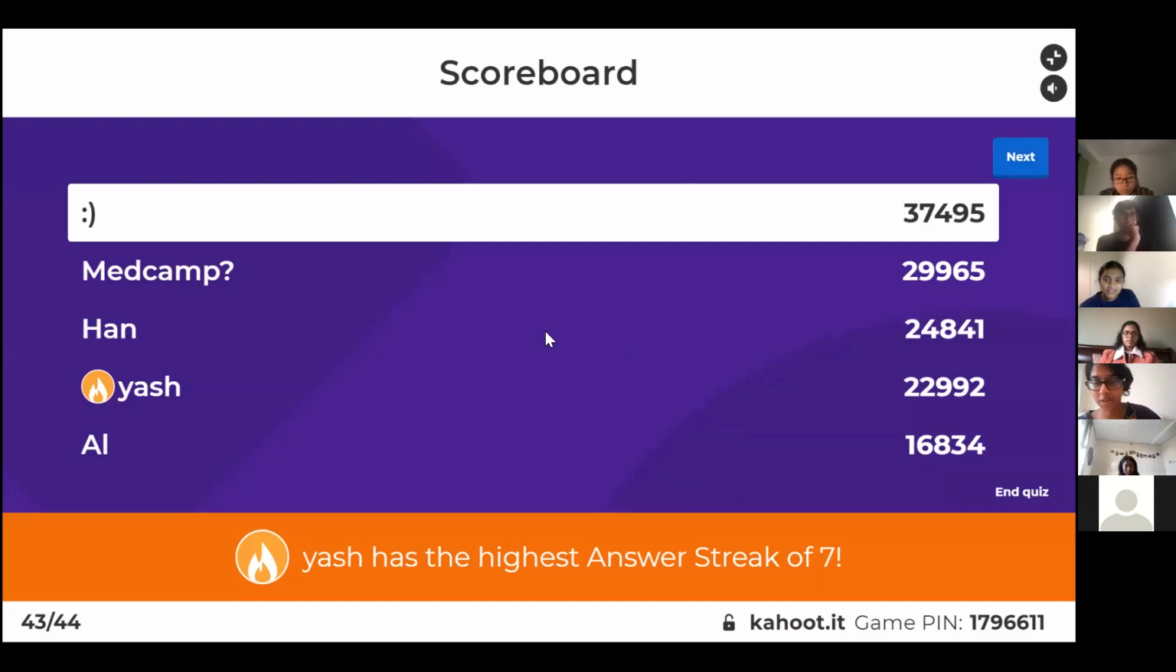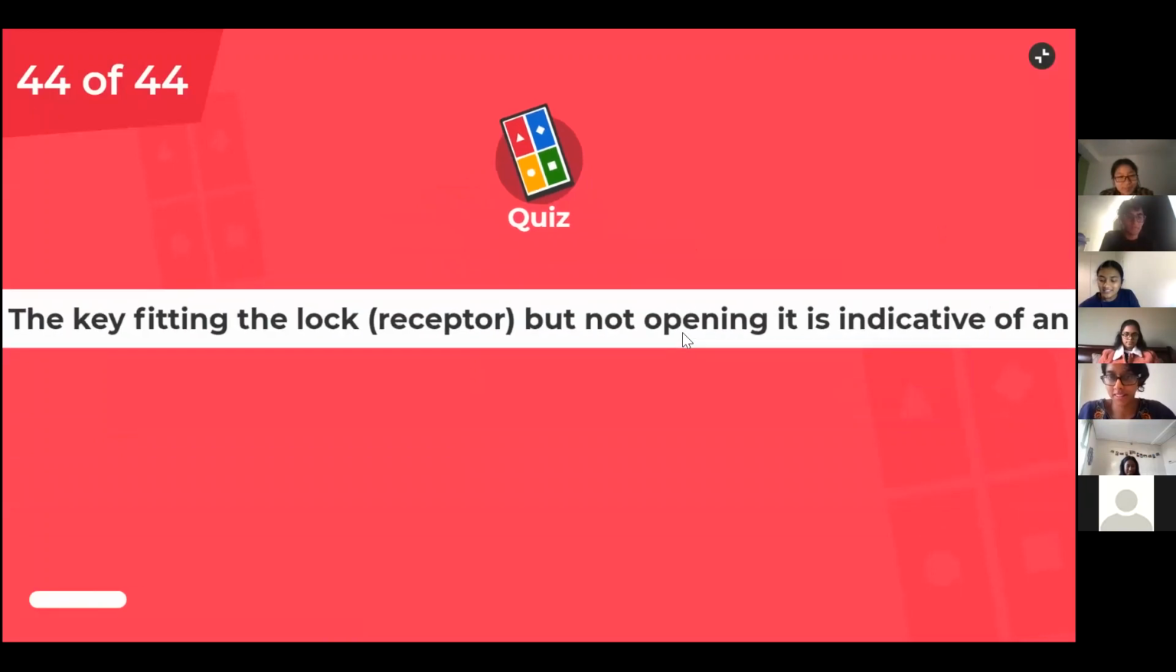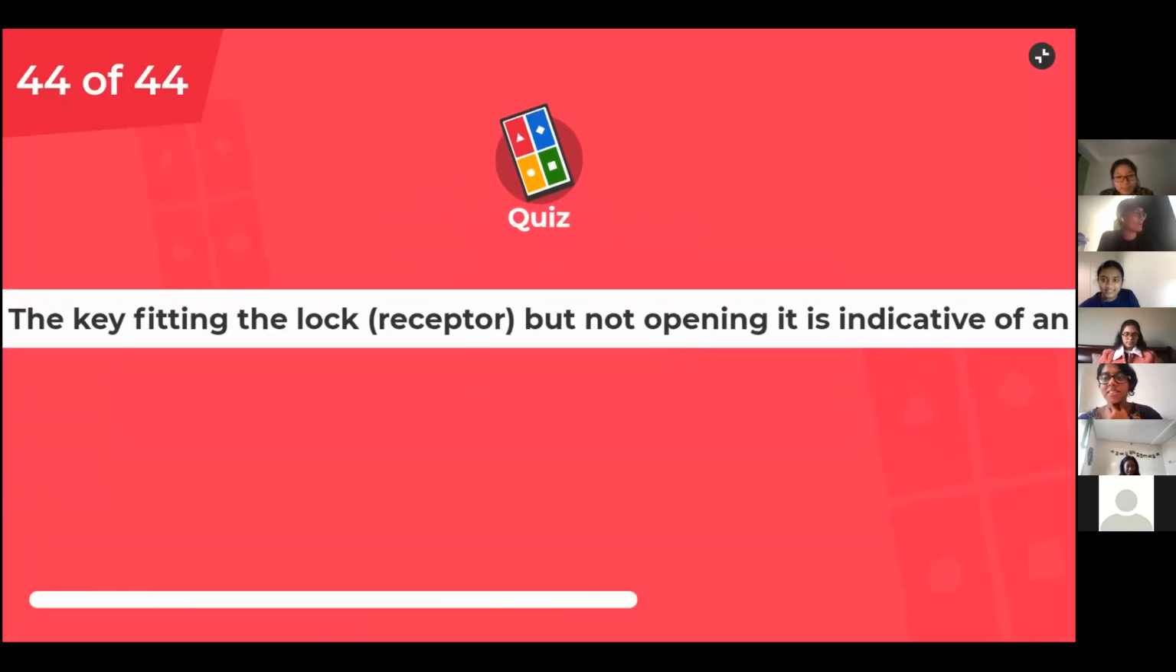Yash has got an answer streak of 7. Good job. And we still have Smiley Face on top. I wonder if he or she can maintain it. Surely a 20,000 point question coming up.